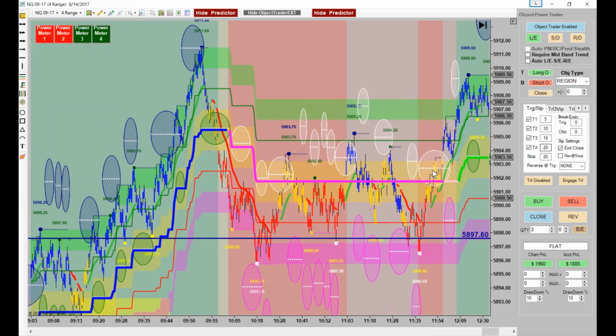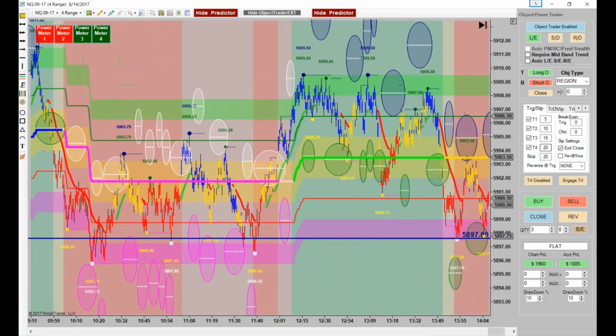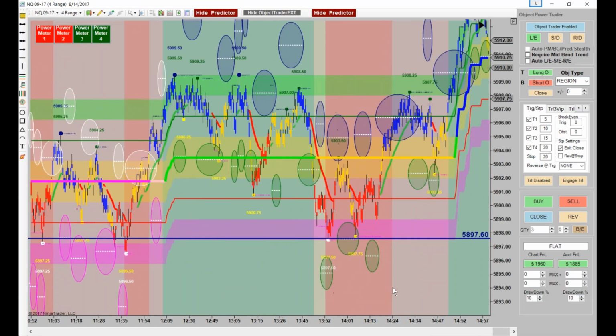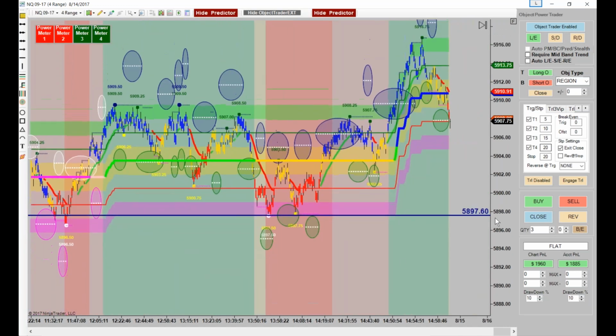Gives you shorts, long trade right above mid-band. Definitely a good way to trade. Stay with the overall trend, watch your identified swings, and I think it'll make a huge difference.